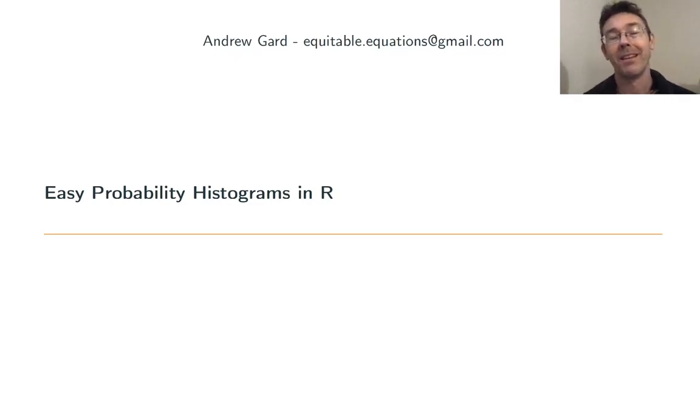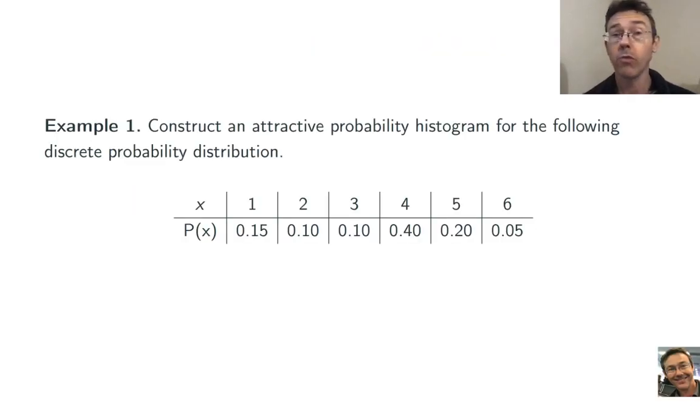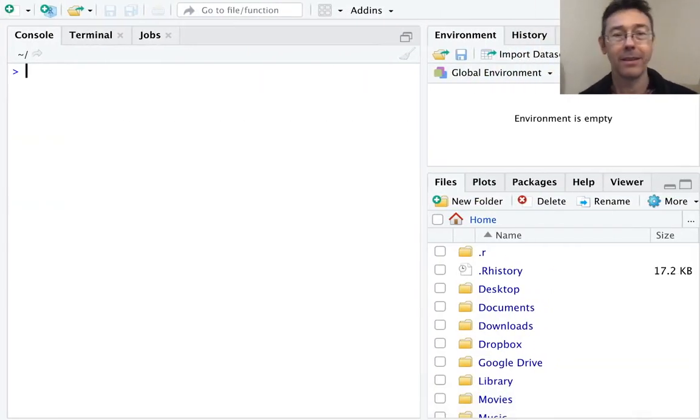Hey everybody. Today we're constructing beautiful probability histograms in R using the qplot command. We're just going to run through a couple of examples. In this first one, we have a discrete random variable x that can take values from 1 to 6, and I've listed the probabilities for those different values here. So let's switch over to R, input the data, and generate the histogram.